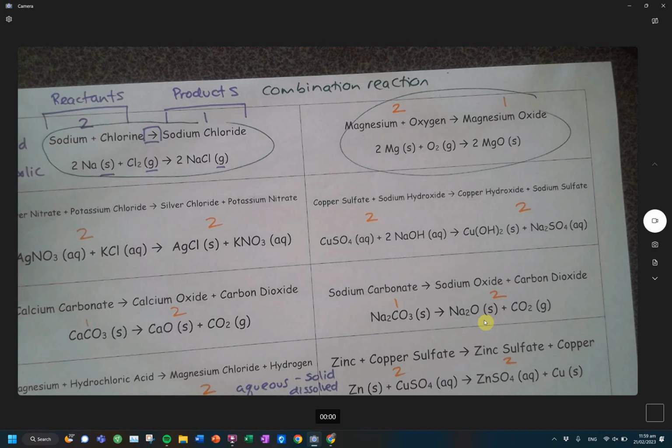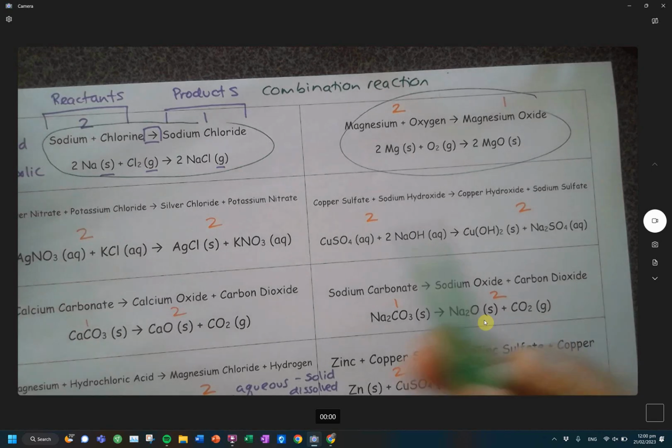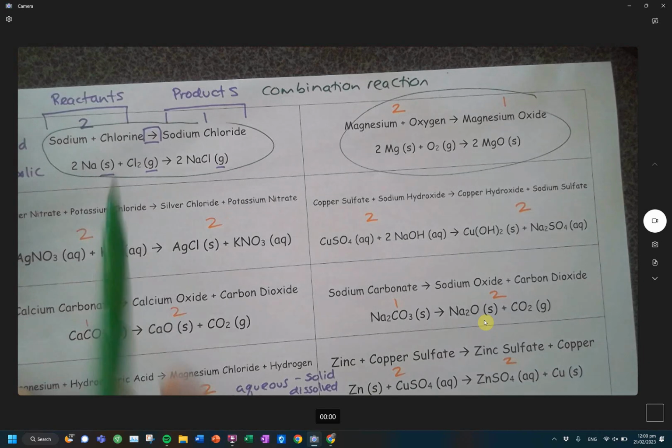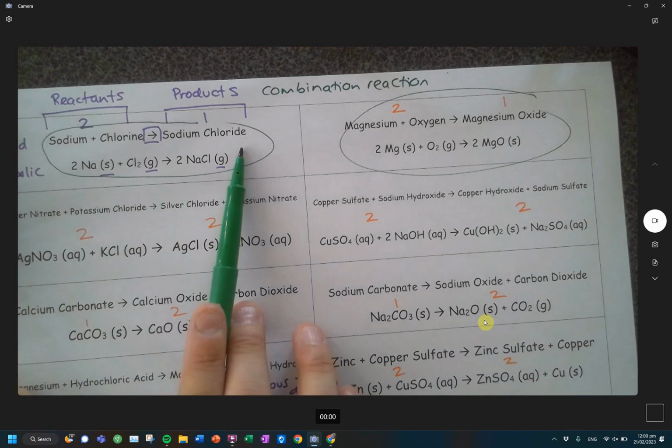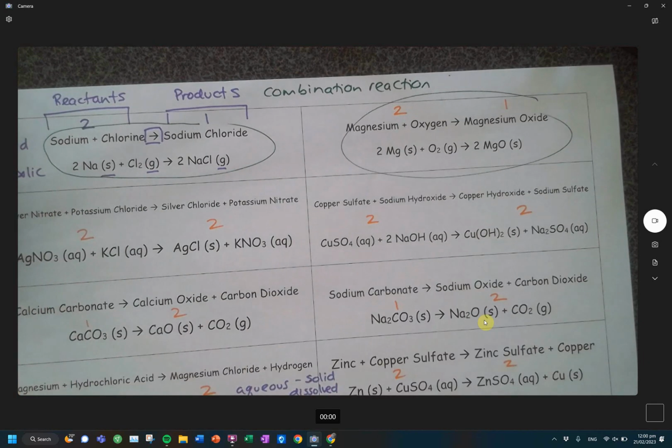So with our combination reaction, what happened? All right, so the stuff that I've circled in green shows 2 reactants forming 1 product. Those are my combination reactions. So with combination reactions, what I have are 2 or more things reacting together to form 1 product.